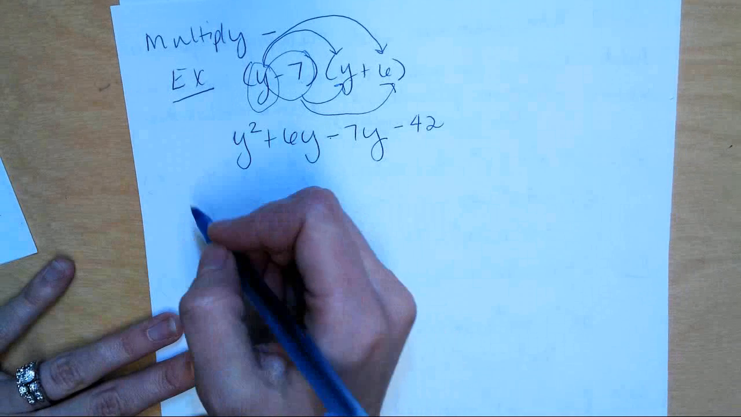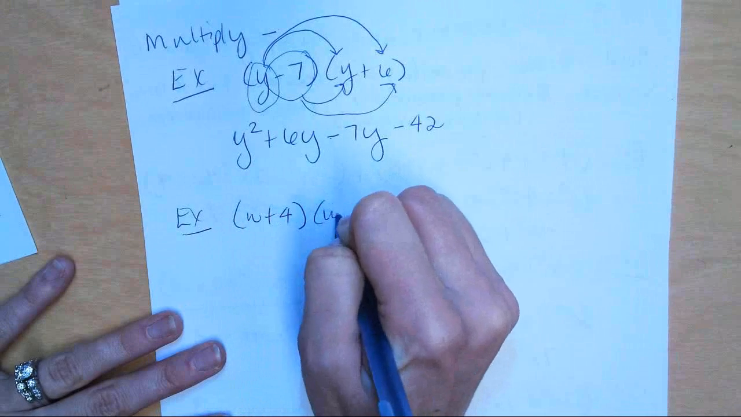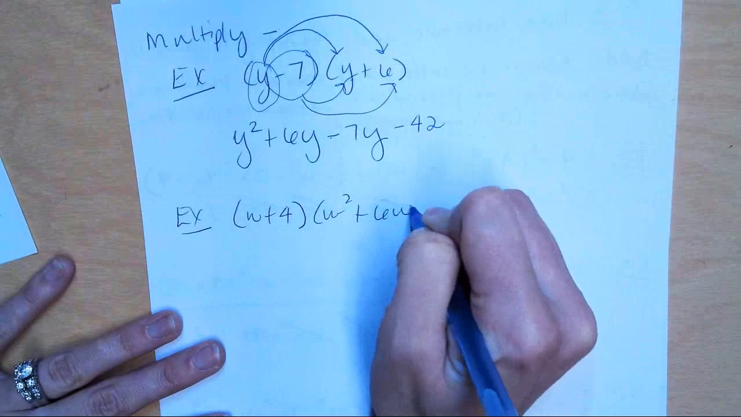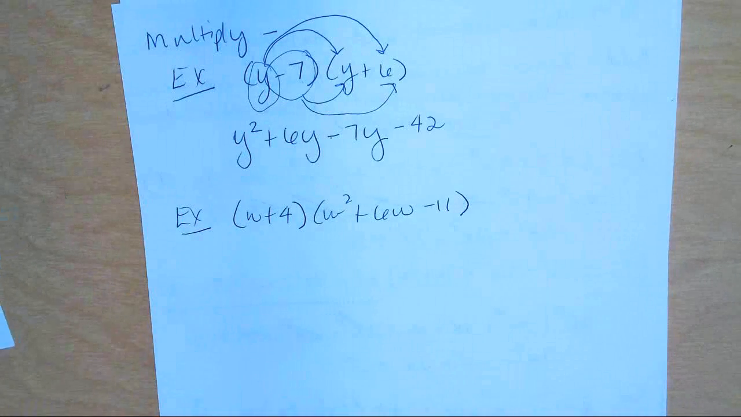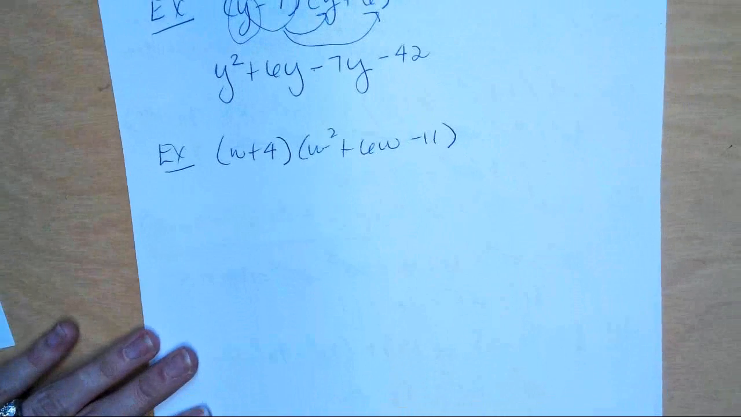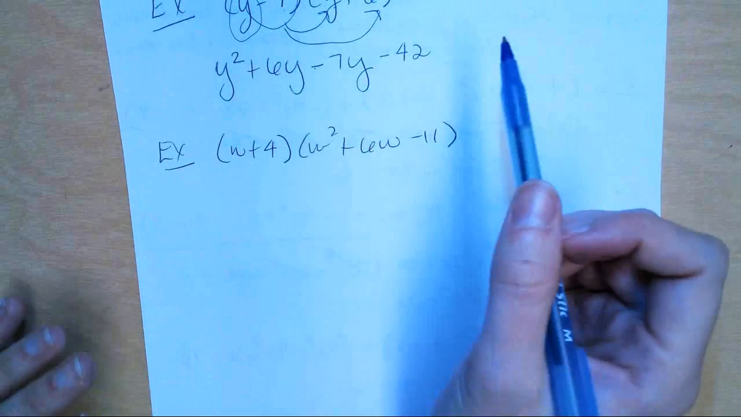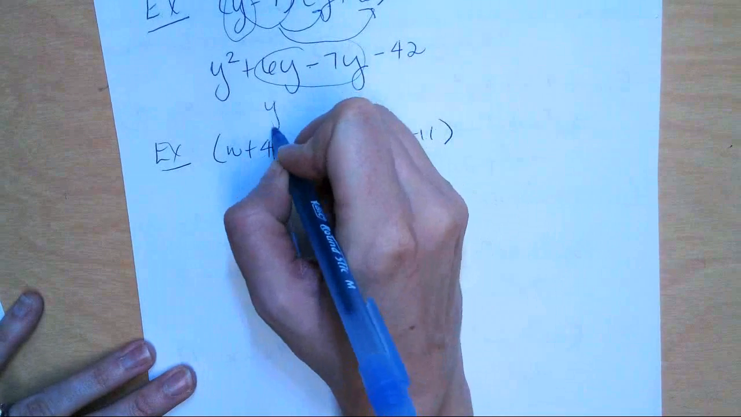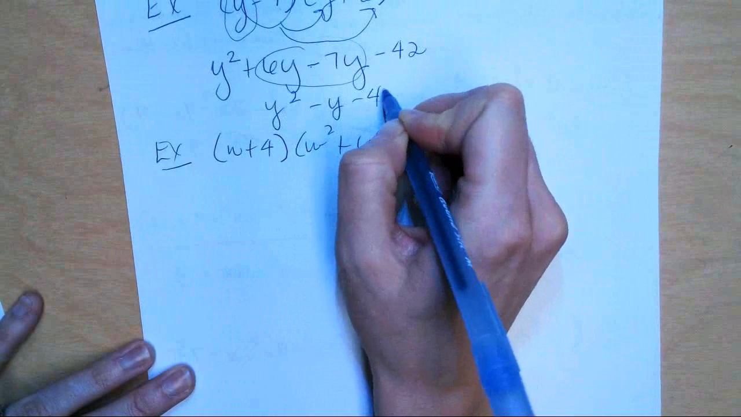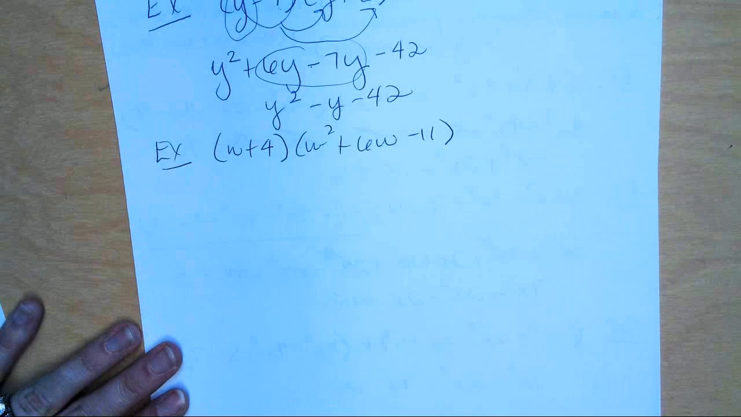Okay, now if we do something bigger than 2, so let's try w plus 4 times w squared plus 6w minus 11. Oh, yeah, sorry. I just went on, didn't I? Right here, we could combine like terms, and I would want you to. So y squared minus y minus 42. Sorry about that. What'd you say? Thank you.